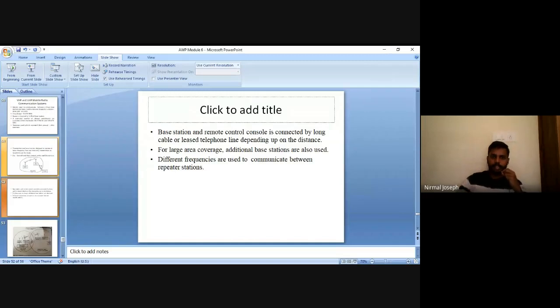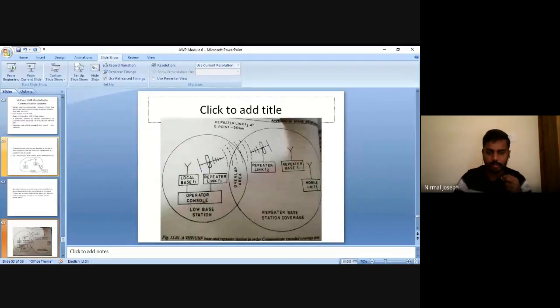So the base station and remote control console are connected by long cable or leased telephone lines, as I already told, depending upon the distance. For large area coverage, additional base stations are also used. Suppose the area is very large, we can use multiple base stations. So different frequencies are used to communicate between repeater stations. That I will show you in the picture.